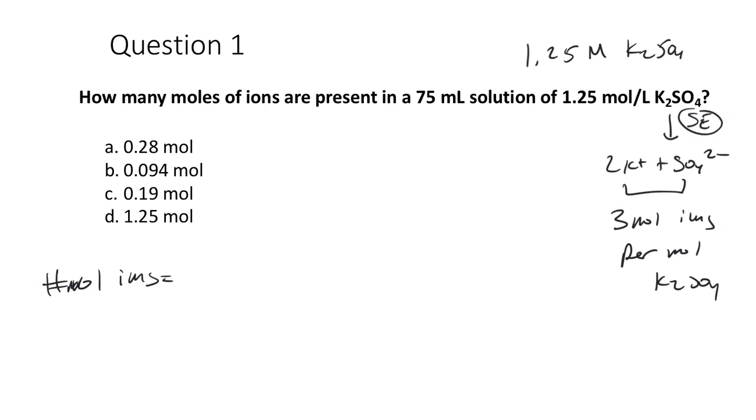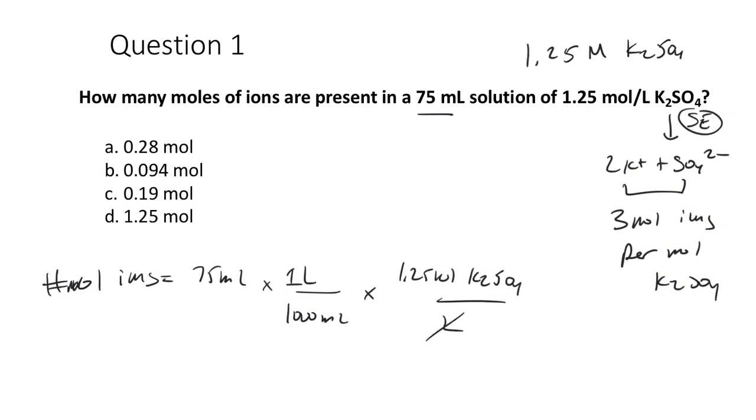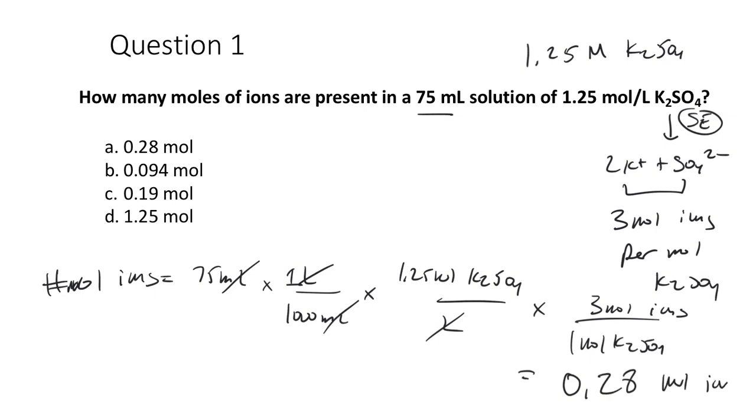would be equal to, let's take 75 milliliters, 1,000 milliliters is 1 liter. That's our solution, times 1.25 moles of K2SO4 per liter of that solution. And then 1 mole of K2SO4 gives us 3 moles total of ions in the solution. So my ion number of moles would be 75 divided by 1,000 times 1.25 times 3, which would be 0.28. Or excuse me, 0.28 moles of ions.